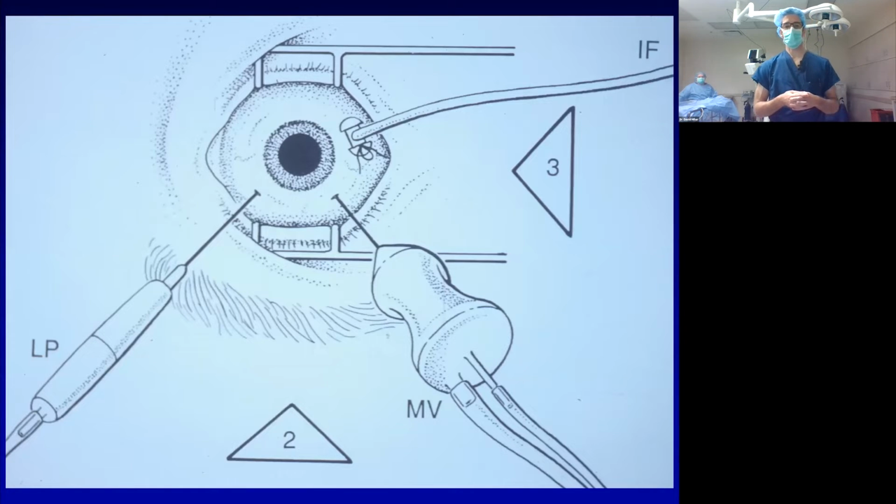Basic vitrectomy setup with the infusion line down below here. Up at the top of the screen, the fluid coming into the eye, the vitreous cutter taking the vitreous gel out of the eye, and the light pipe so we can have illumination.